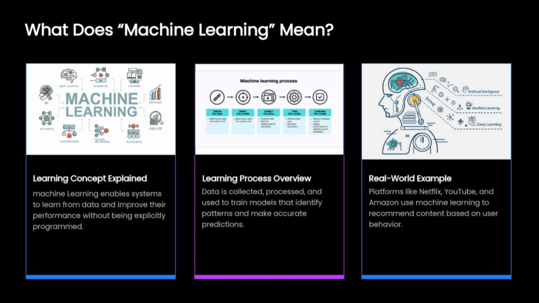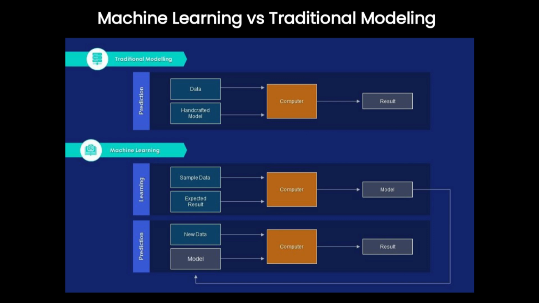A common real-world example is platforms like Netflix, YouTube, and Amazon. They analyze user behavior such as searches, views, and clicks, and use machine learning to recommend content you are most likely to enjoy. In simple terms, machine learning allows machines to learn from experience using data, making them smarter and more adaptive over time. Now let's clearly understand the difference between traditional modeling and machine learning.